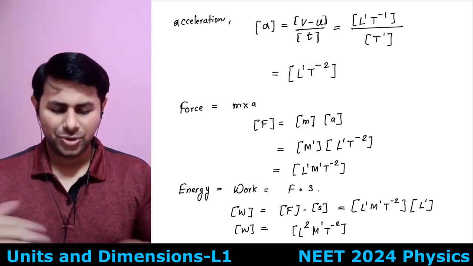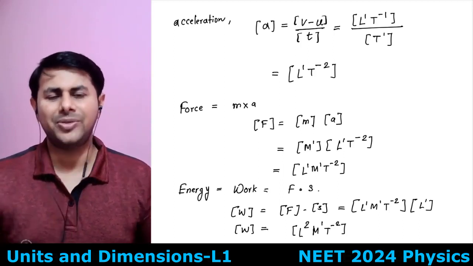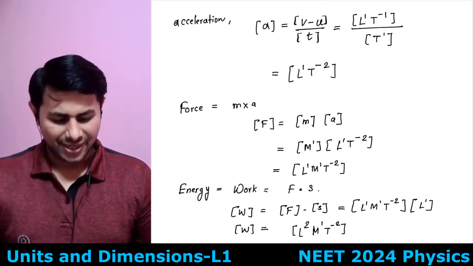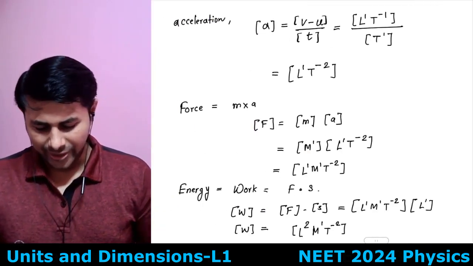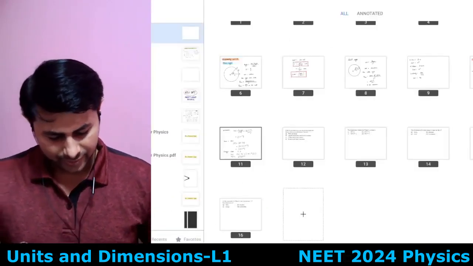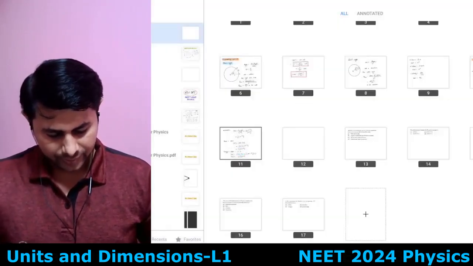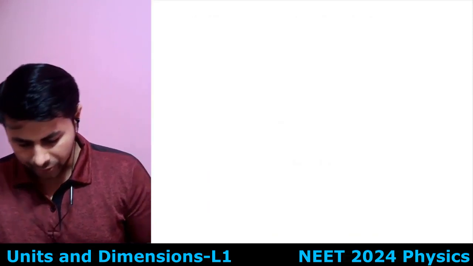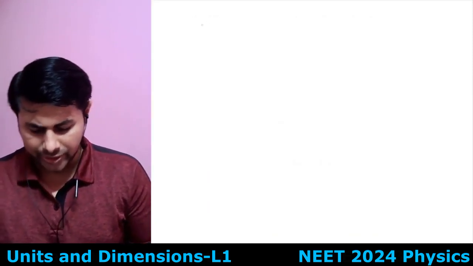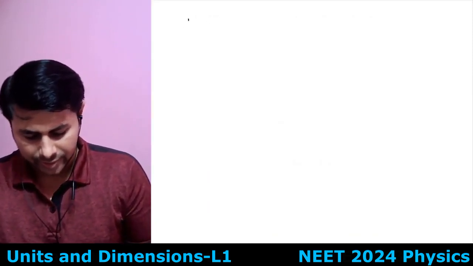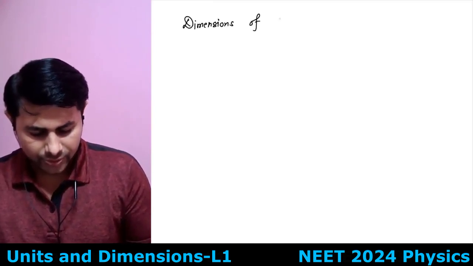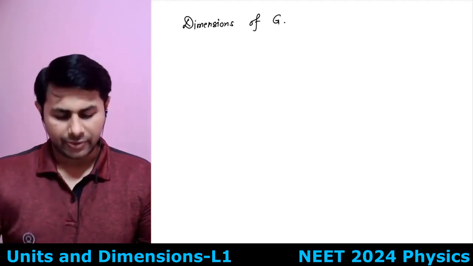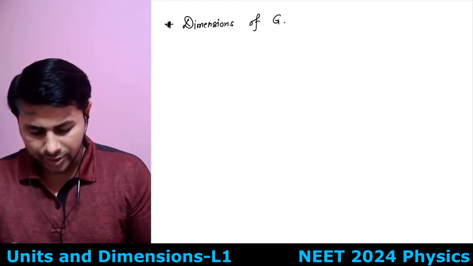Okay, so you don't need to learn by heart the dimensions of all physical quantities, right? But you need to know the formula. So let's take an example. I want to find out the dimensions of the universal gravitational constant, G. So now, who knows the formula for this?